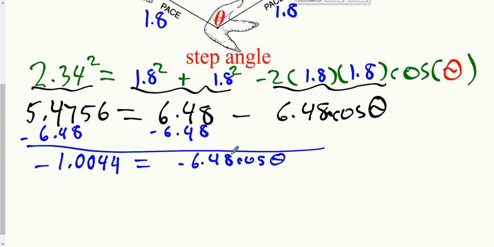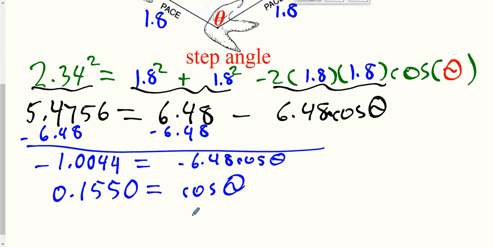Get rid of that number in front, divide both sides. When you do that, you get 0.1550 is equal to the cosine of your angle. Then do your cosine inverse. When you do your cosine inverse of both sides, you get 81.1 for your step angle.